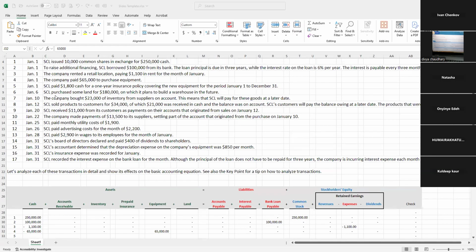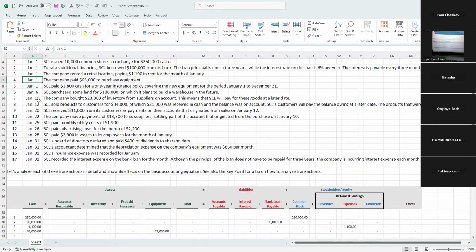Now, what's the tricky part here? The only tricky part here is today is January 1st. Make sense? When this happened is January 1st. On January 1st, we bought that equipment. And on January 1st, we purchased the insurance to cover the new equipment for 1 year.